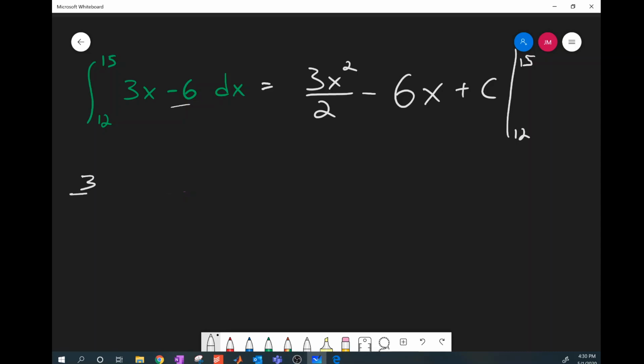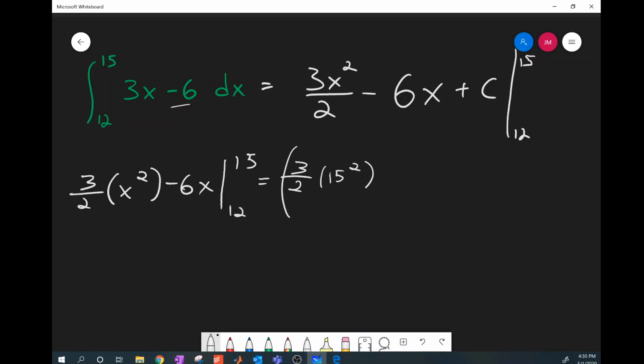So I have 3 halves of x squared minus 6x from 12 to 15. Again, my plus c's are going to cancel in the long run, so I'm just going to get rid of them now. So I have 3 halves, 15 squared, minus 6 times 15, minus 3 halves, 12 squared, minus 6 times 12.